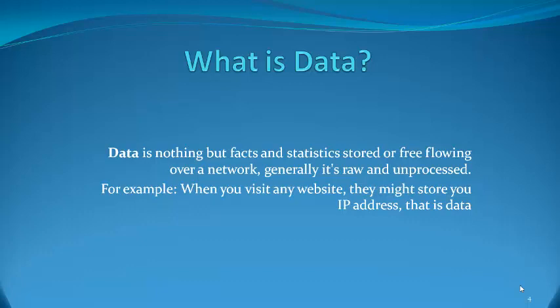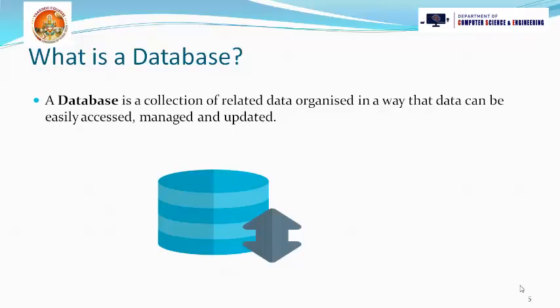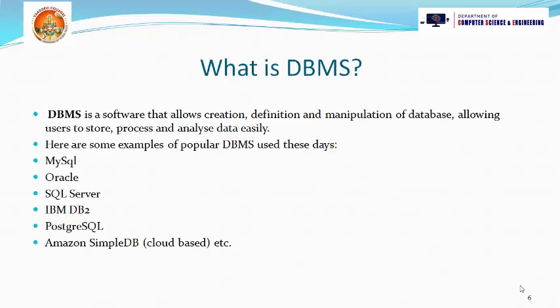For example, when we have visited a website, it might store our IP address. That IP address is called as data. And your roll number, PAN number, Aadhaar number, everything is called as data. Next, database. Database is a collection of related data stored at one place. And the data that is stored in the database can be easily accessed, managed and updated.